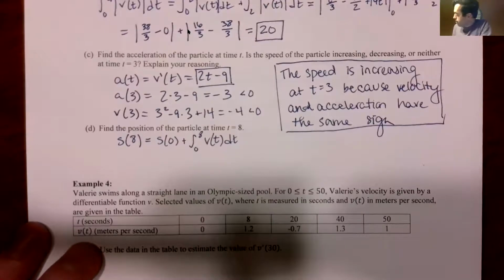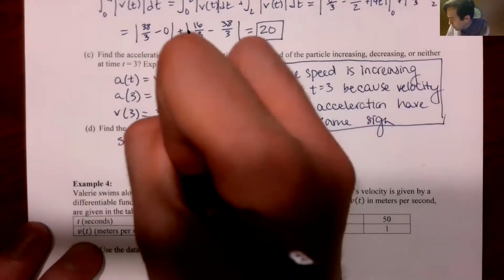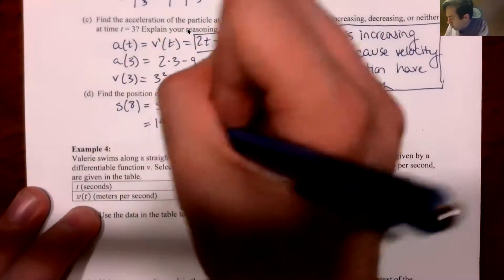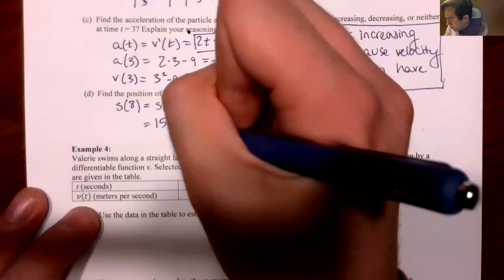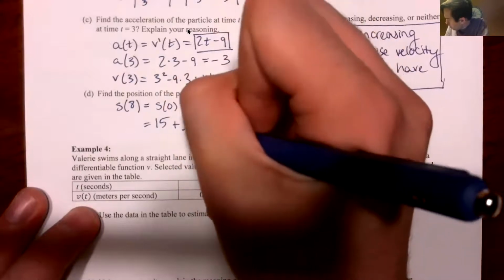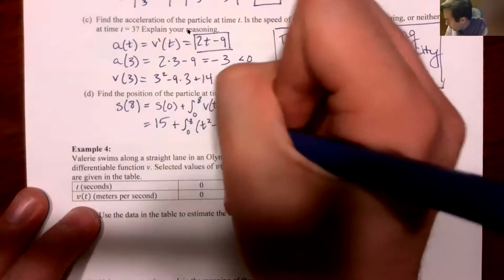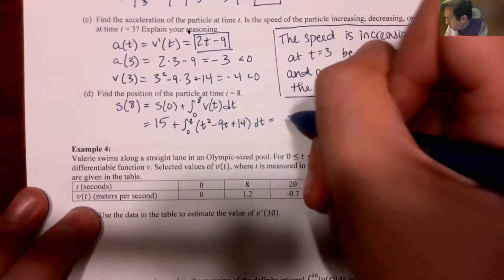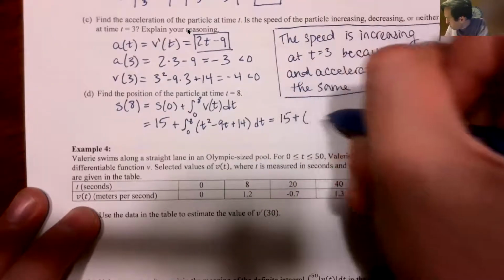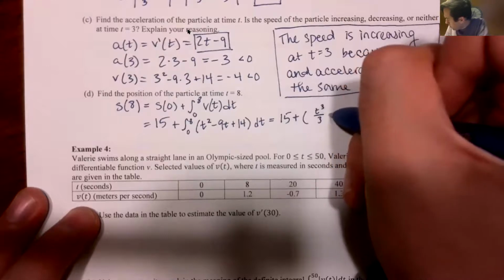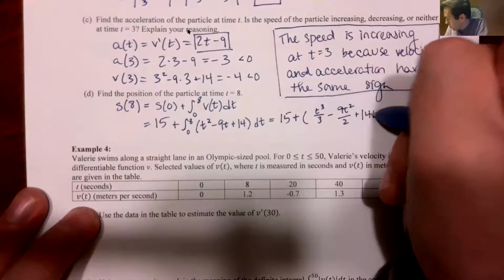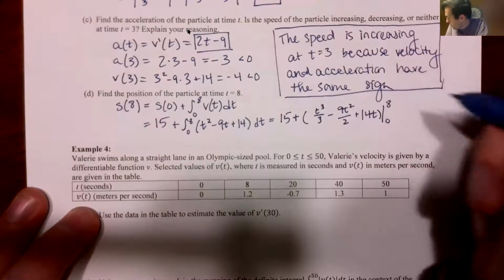All right. So we know that s of 0 is 15. That was given in the last sentence of the question prompt, the initial problem stem. And we also know the velocity equation, so we can plug that in. And we've already actually integrated that, so we can plug that in here. We're going to evaluate from 0 to 8.